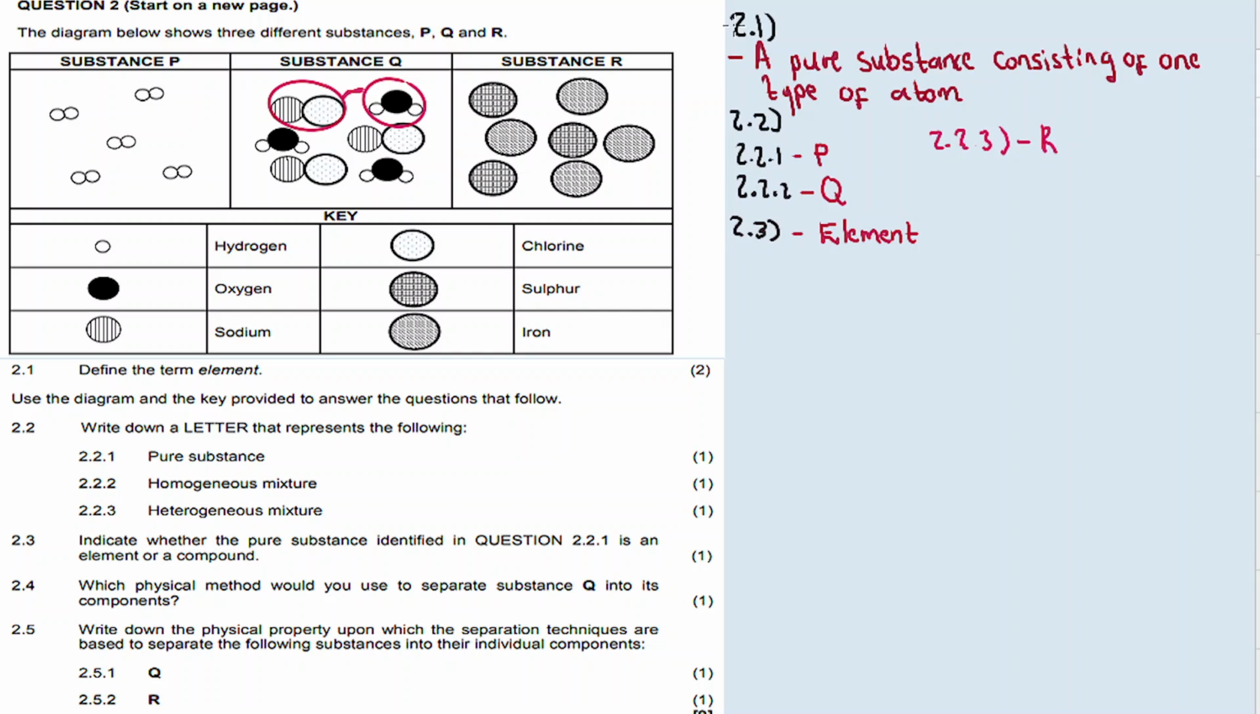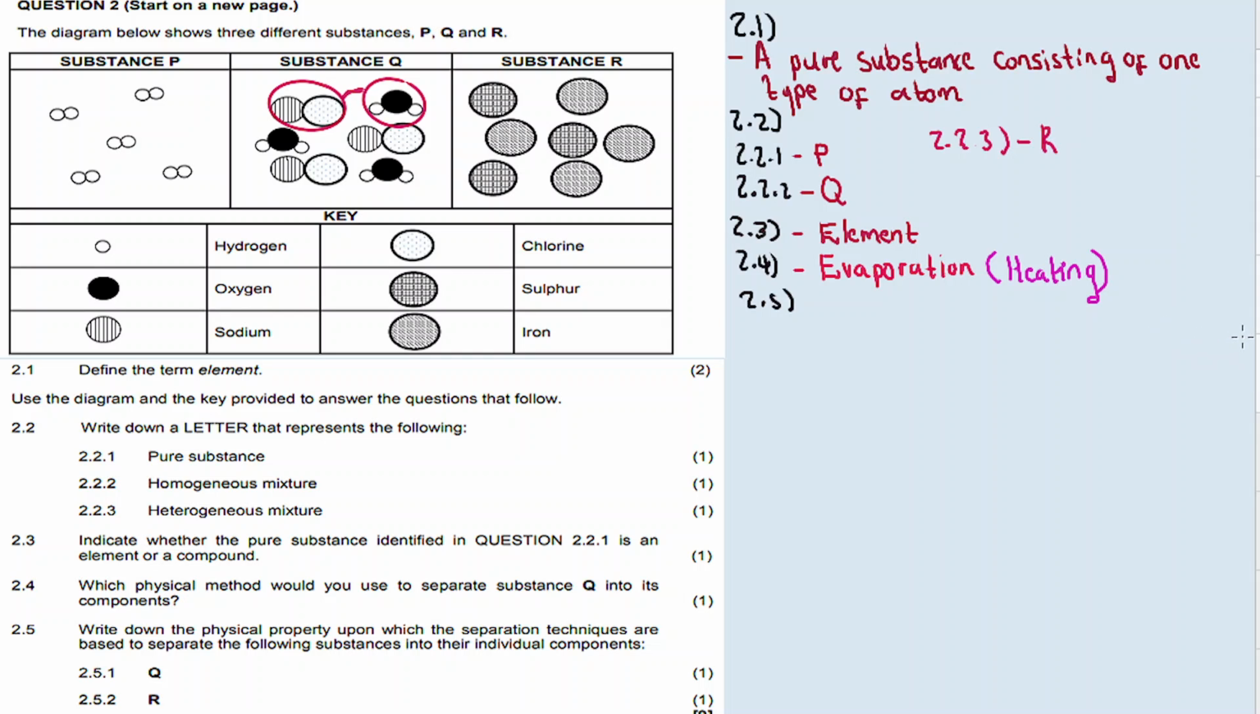So what I'm trying to say is that for 2.4, we can use a physical method to separate substance Q into its components by heating, so that the water evaporates. The physical method in question is evaporation. We want the water to evaporate by applying heat, right? So the answer to 2.4 is evaporation.